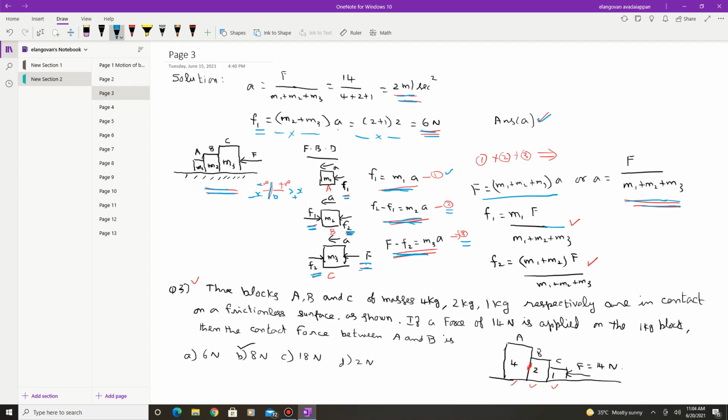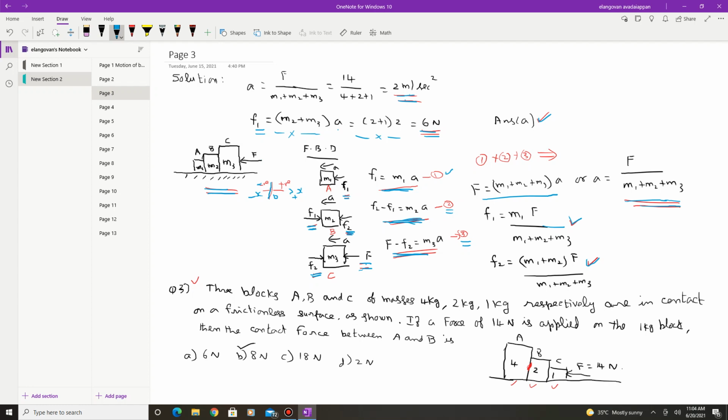Now if we substitute F1 in equation 2, then F2 can be calculated as (m1 plus m2) divided by (m1 plus m2 plus m3) times F. So the contact force F1 between blocks A and B, the contact force F2 between B and C, as well as the acceleration can be determined by using the free body diagram.